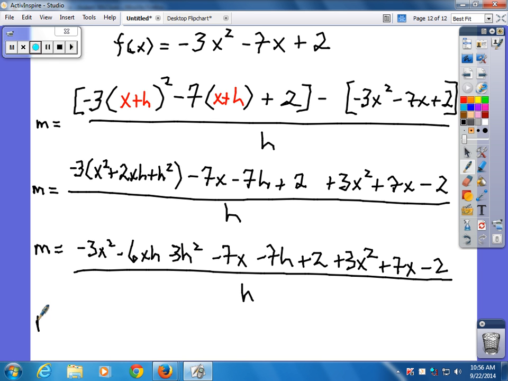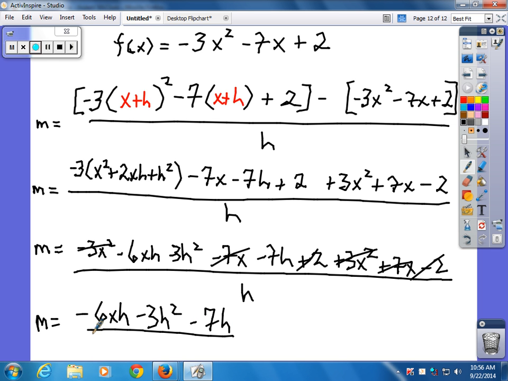So, m is equal to, let's take that out, and that out, and that out, and that out, and the 2's go out, and that's going to give you negative 6xh minus 3h squared minus 7h over h, which is equal to h. And you could factor out a negative, but like I told you before, you're going to end up with negative something x minus something or plus something. So I'm not going to worry about it.